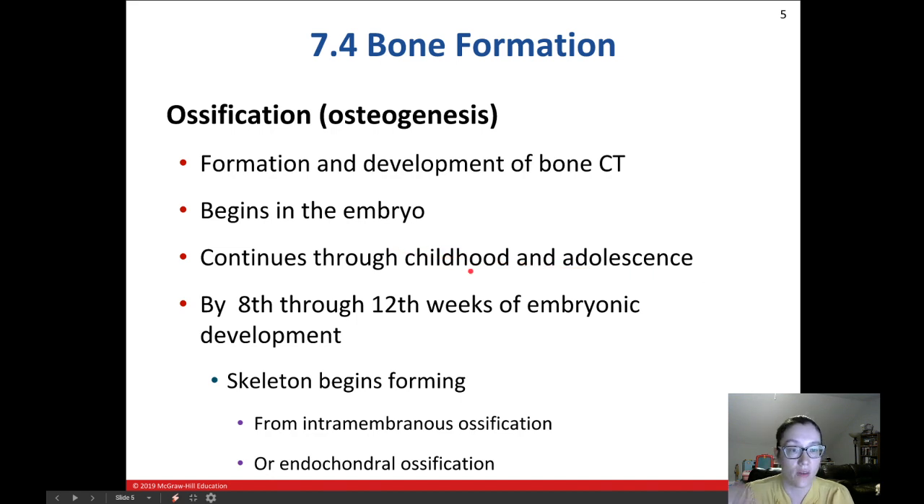And then once again, we said even once the bones reach their adult length, we're still going to have bone remodeling all the time. It's going to be really important for keeping the bone strong as well as calcium regulation. So by the 8th through 12th weeks of embryonic development, so that's pretty early, first trimester, the skeleton is going to begin forming. And there's two different ways that we can have the skeleton form. It can either form from intramembranous ossification or endochondral ossification. And we'll talk about both of these one after the other.